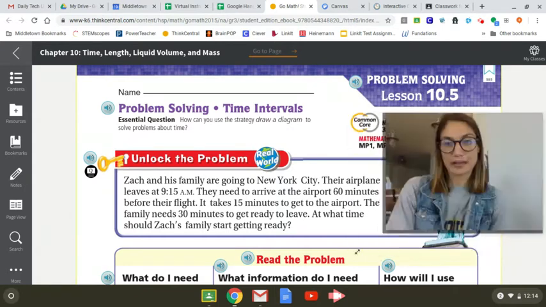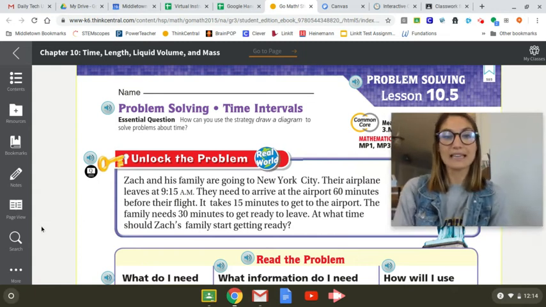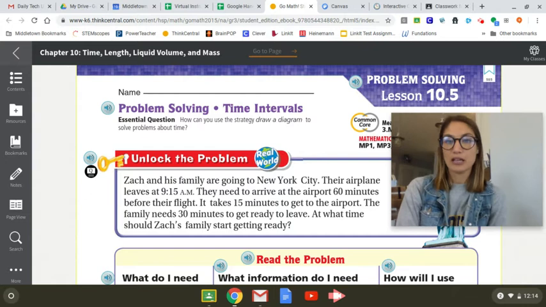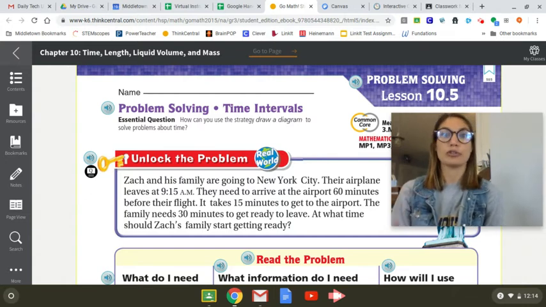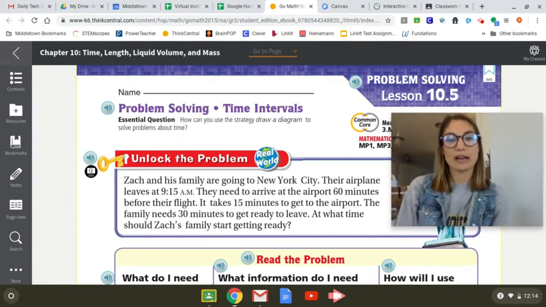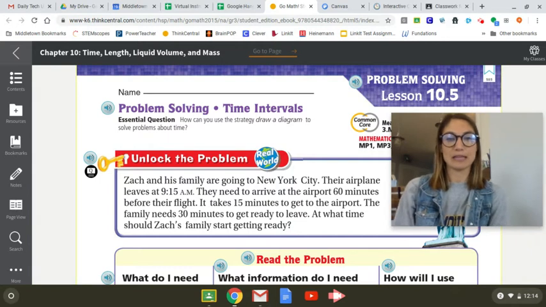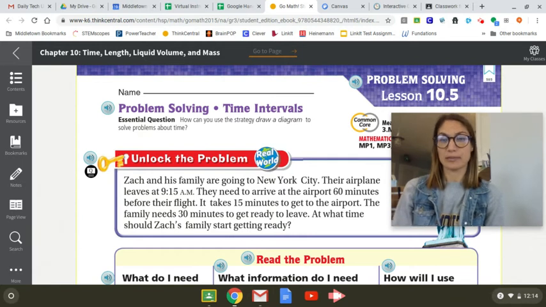So let's take a look at our first problem. It says, Zach and his family are going to New York City. So when you guys think about these time problems, I really want you to picture it in your mind. Imagine you and your family are going to New York City or taking a trip somewhere. Their airplane leaves at 9:15 a.m. So that's when it's taking off, 9:15 a.m. They need to arrive at the airport 60 minutes before their flight. So think about it. If you're going somewhere, you need to get on a plane and you need to be there at least 60 minutes before.